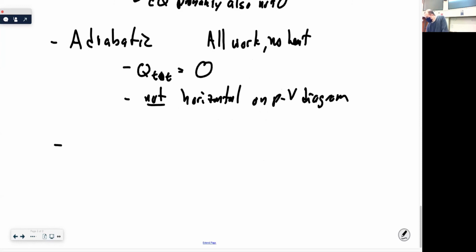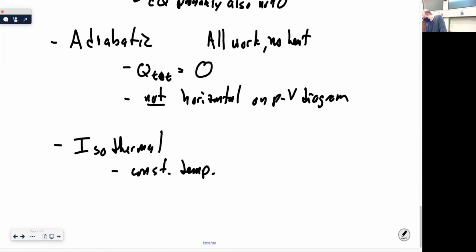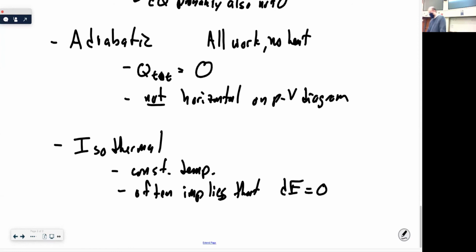Okay, some other things that we'll run into. Isothermal. This one you can probably guess. Iso meaning constant, thermal meaning temperature. This is a constant temperature transition. It often implies, usually, that dE is 0. Turns out if you let an object do work and add heat or remove heat in just the right way to keep the temperature constant, usually the total energy of the system has not changed either.